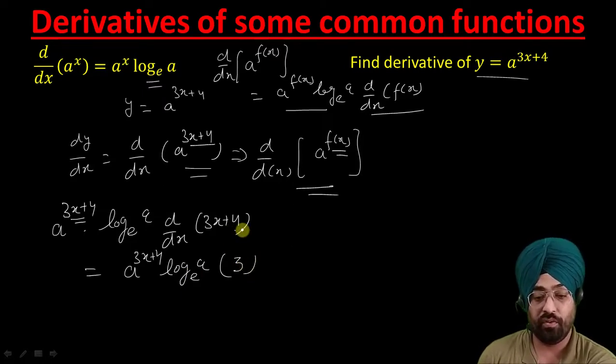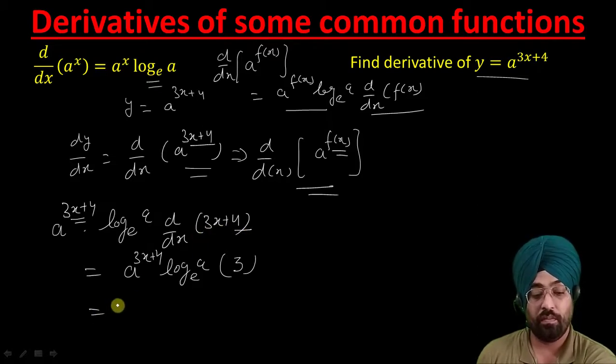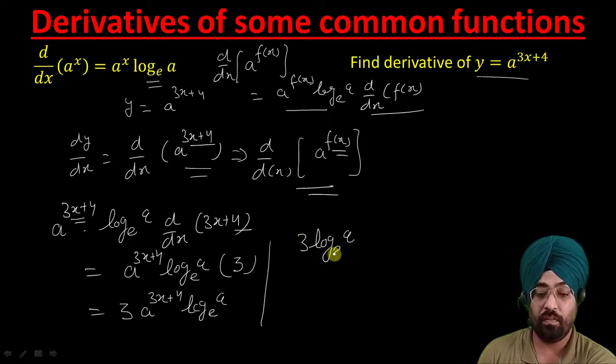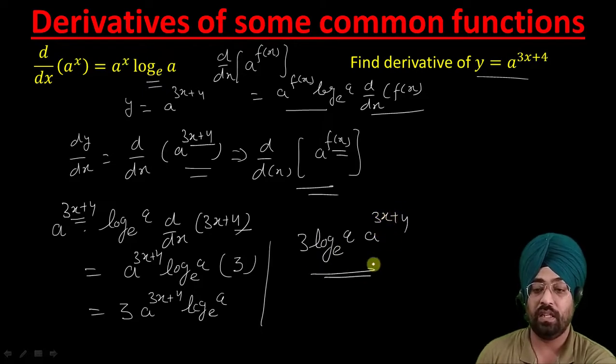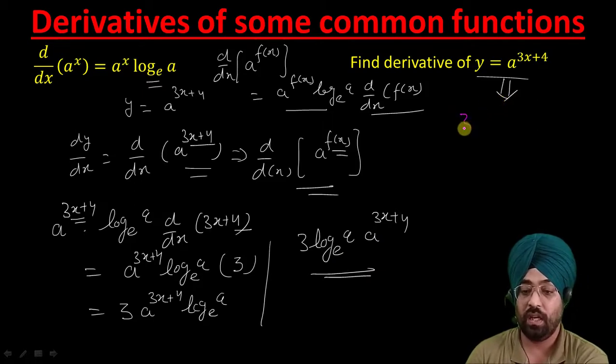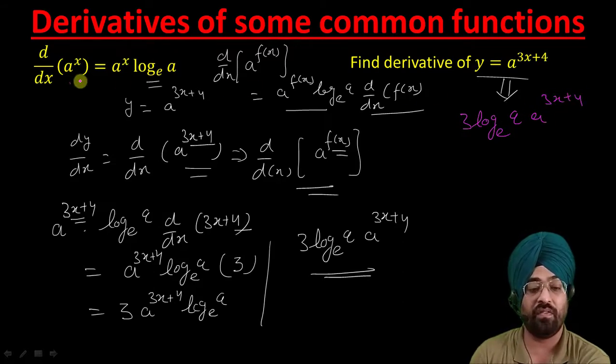The derivative of 4 is 0. The derivative of 3x is 3. So 3 comes before: 3 a raised to the power 3x plus 4 log of a with base e, or we can also write it as 3 log of a with base e into a raised to the power 3x plus 4. That is the answer. You have to apply the formula like this.